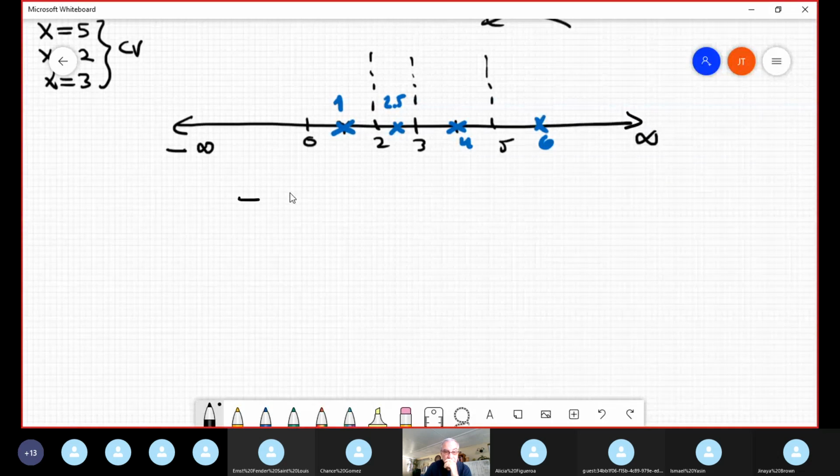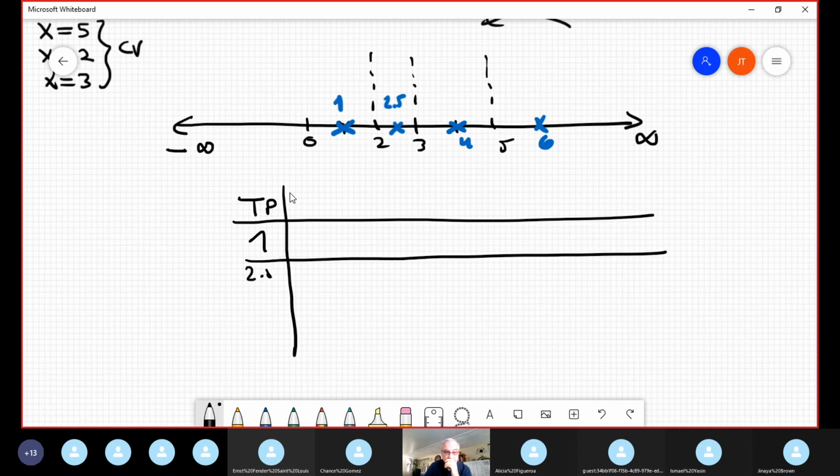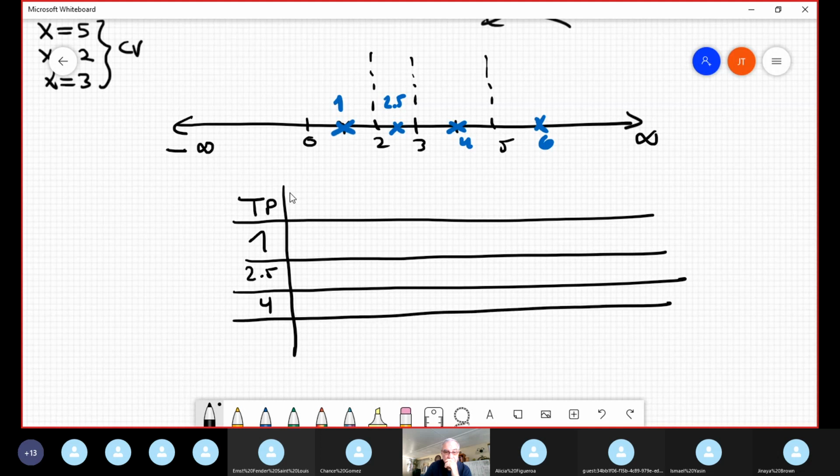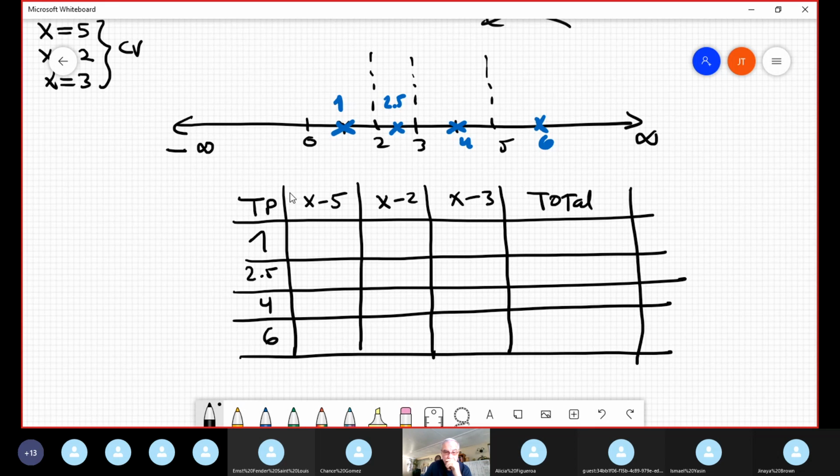Evaluate at 1, 2.5, 4, 6. And the factors involved in my problem, the order is not important: x minus 5, I put in this order, you put in any order, but the answer doesn't change. Okay, my chart looks like that.